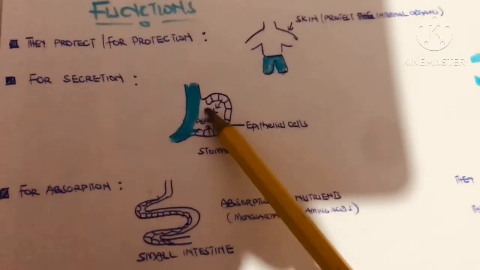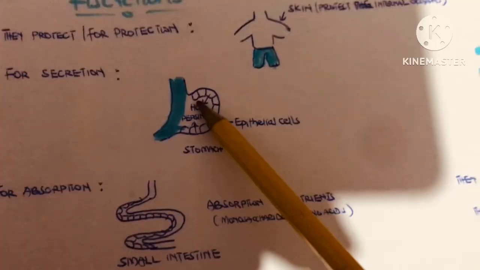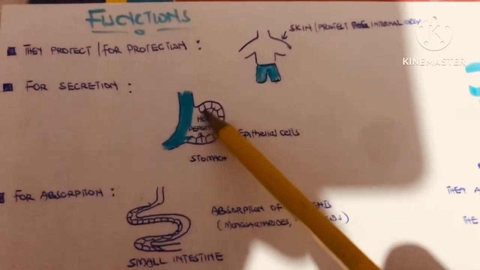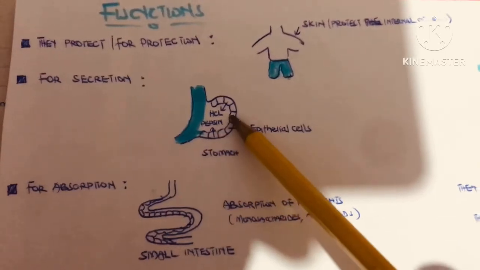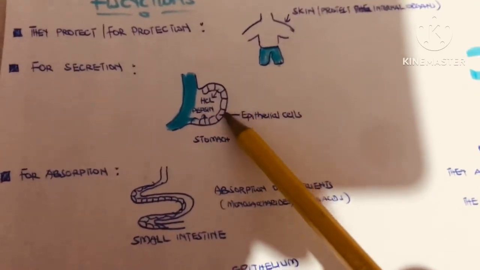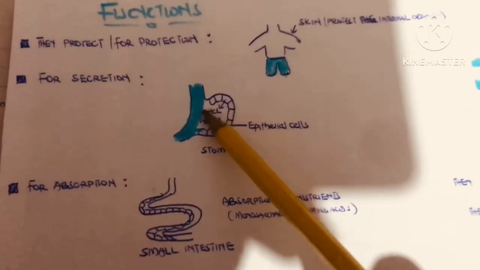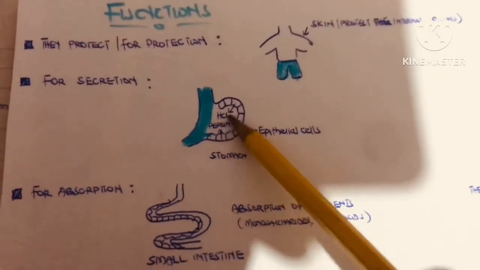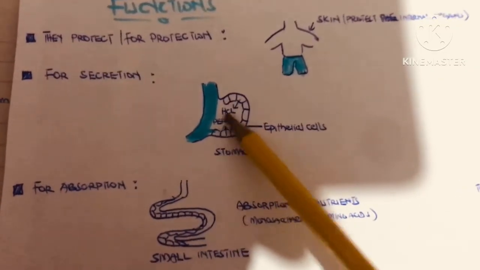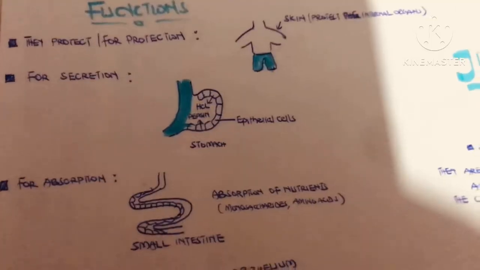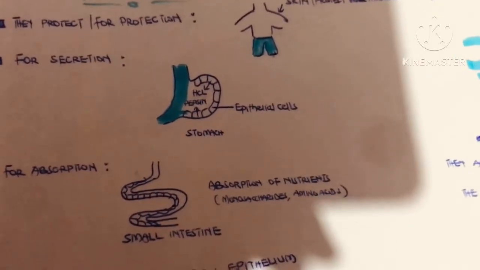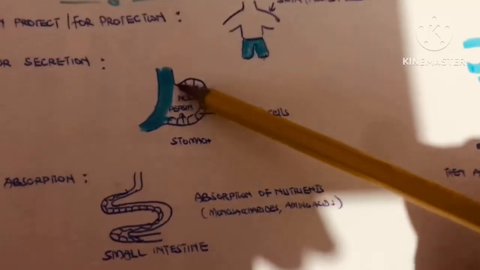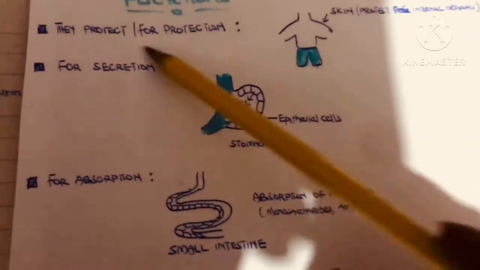They are also for secretion. When you look at your stomach, the cavity is being lined by these epithelial cells. And these epithelial cells secrete acid, which is HCl, and also pepsin. One thing we know about the stomach is that it secretes acid, and this acid is being secreted by the epithelial cells. So they are for secretion.